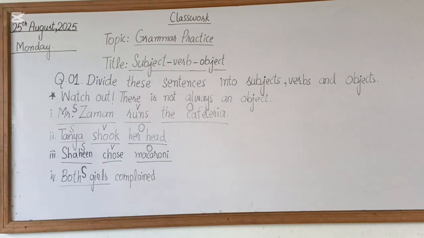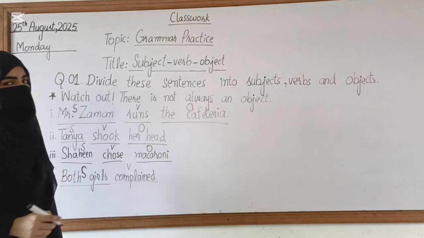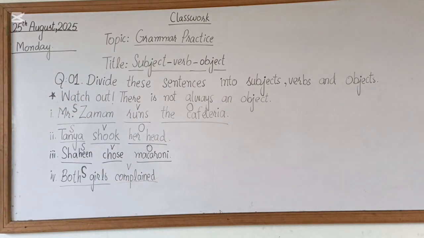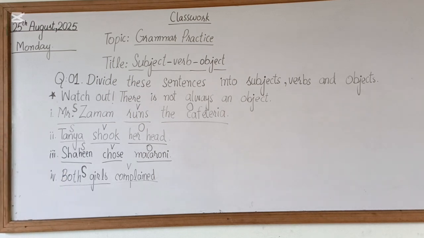Both girls is the subject, and then what did both of the girls do? Both of the girls complained. शिकायत लगाई, किसी चीज के बारे में complain की. So complain is the word. It is the action. Now you all will be thinking that the sentence has ended. There is no object here. So yeah, you can see that star I have written. Watch out for that clearly. Stay attentive and vigilant, so that you can understand that not every sentence has an object. And see, we have an example of a sentence without an object.